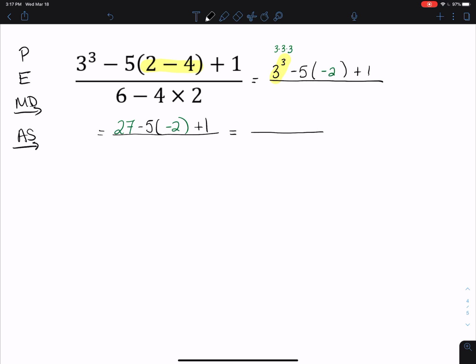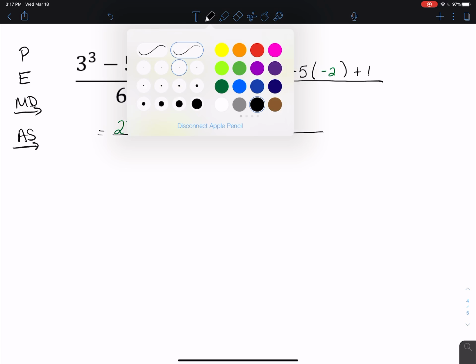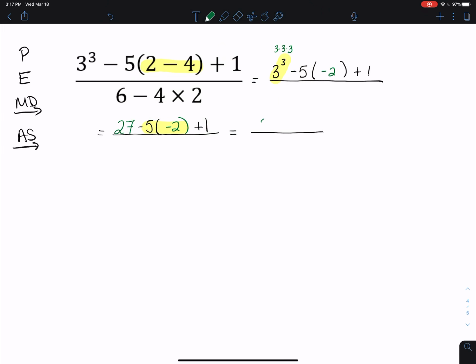Now I need to keep going with my numerator. I have subtraction, I have multiplication, and I have addition. I know from my order of operations, multiplication comes before any addition or subtraction. So I'm going to bring down that 27. I know negative 5 times negative 2 gives me positive 10. So I'll write plus 10. And then I need to bring down that plus 1.